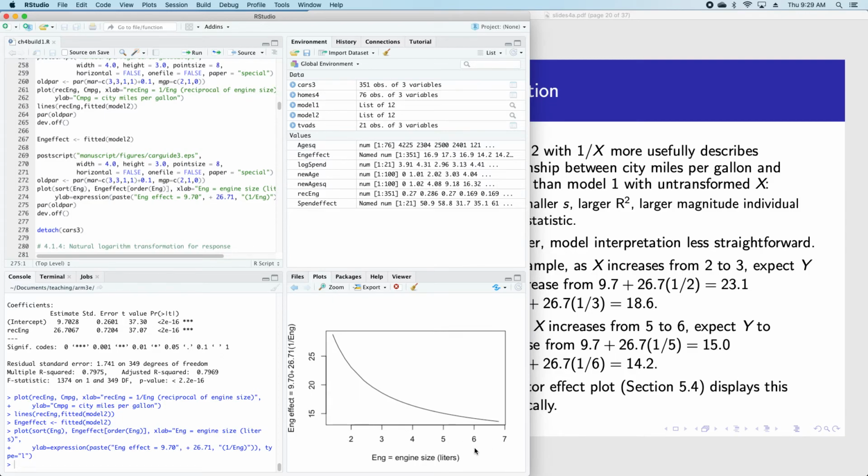As engine size increases, the fuel efficiency comes down pretty steeply for small changes in engine size. For changes in engine size, say going from 1 to 2, 0.5 to 1.5 to 2, 2 to 2.5, 2.5 to 3, and so on. Pretty steep decrease, but for big engines, as they increase in size, you get a drop in fuel efficiency, but it's not nearly as dramatic a drop as it was for the smaller cars.